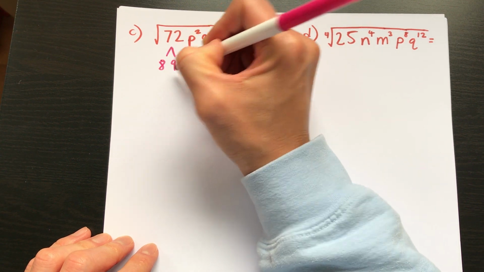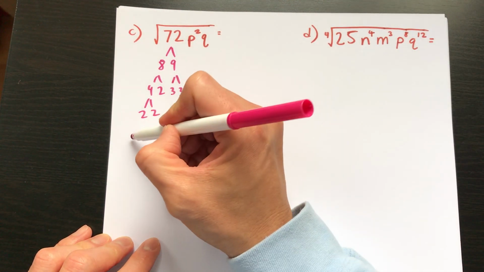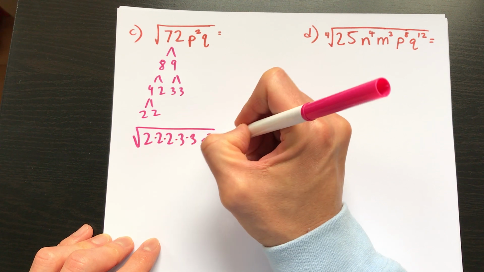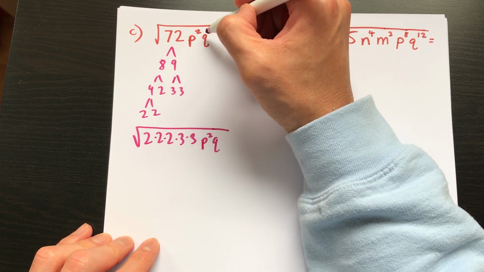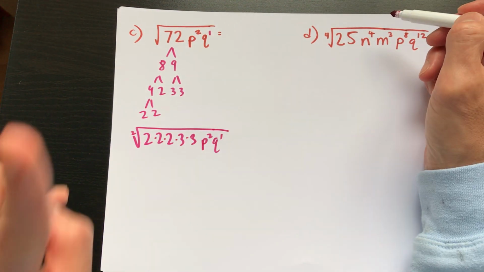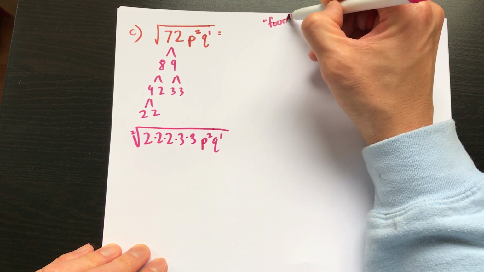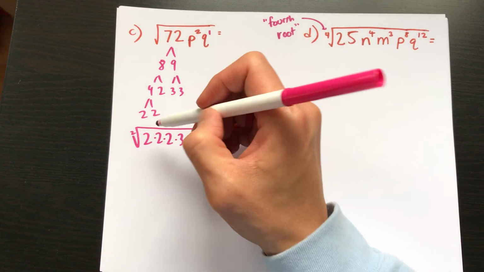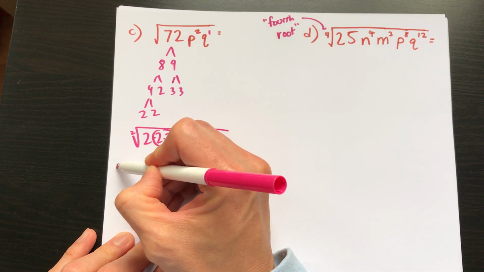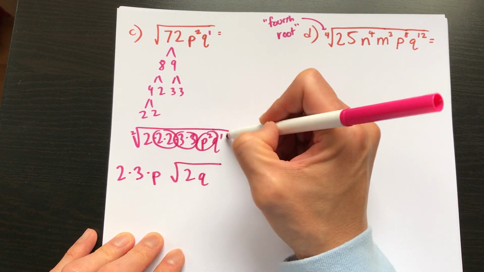So 72 is going to be 8 and 9, 4 and 2, 2 and 2, 3 and 3. So we have a 2 times a 2 times a 2 times a 3 times a 3, and a p squared and a q. Now there's no power on the q. I mean, there is, but it's not listed here, so it's a 1, right? And this is a square root, so we want to take out 2. This is a fourth root, okay? So we call this a fourth root. So let's grab a pair of 2s, a pair of 3s, and I have a pair of p's. So on the outside I have a 2 times a 3 times a p. And left over I have a 2 and a q. The q doesn't have a pair, so the q stays inside.